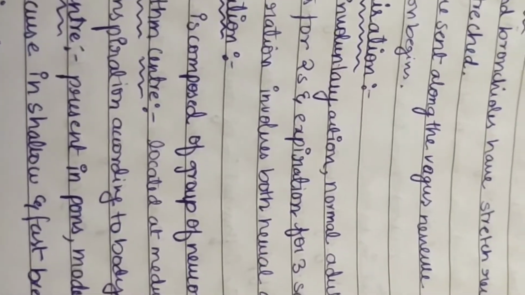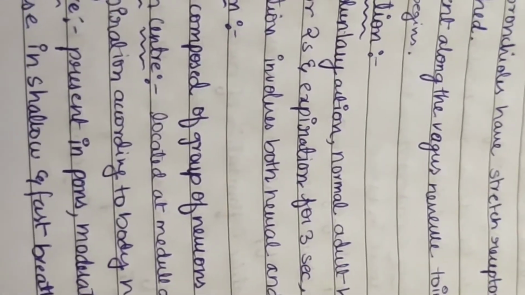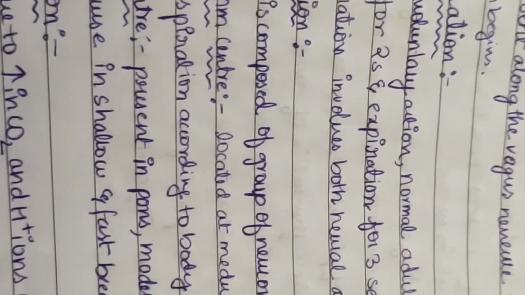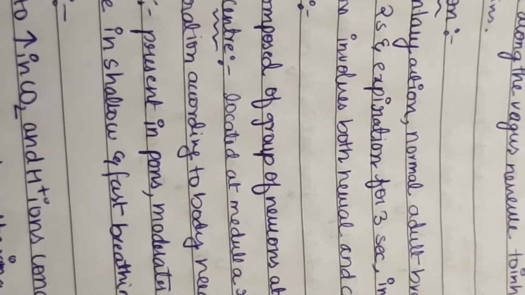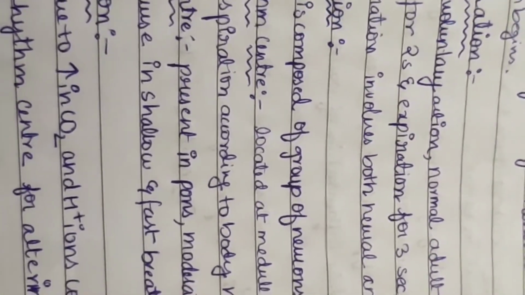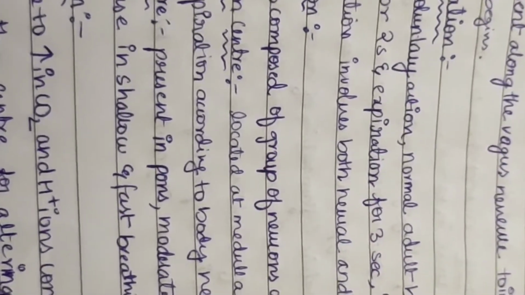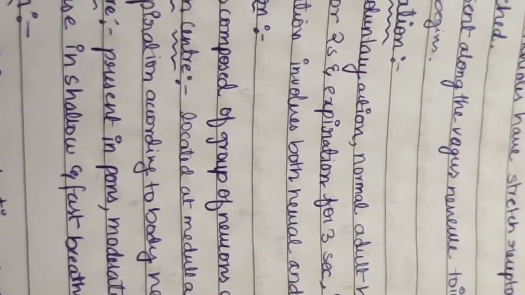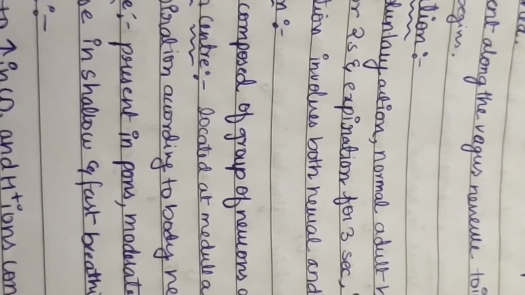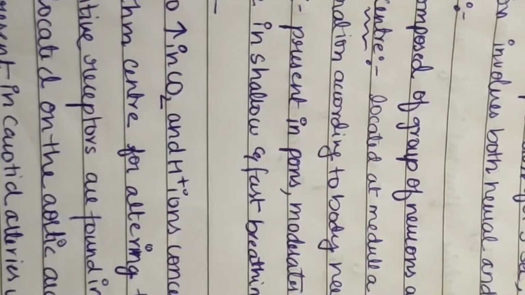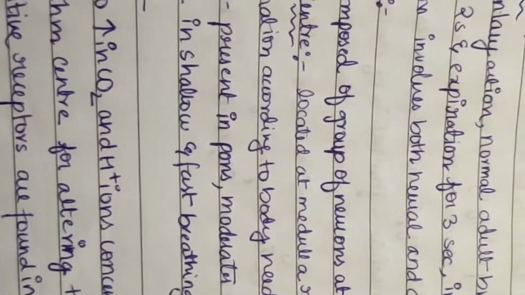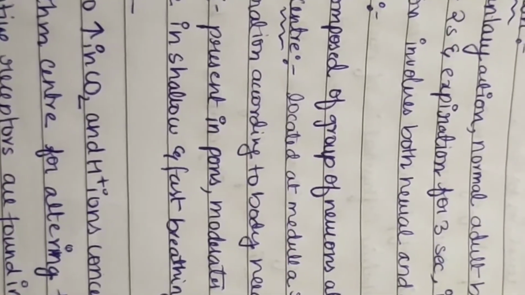First is nervous regulation. The respiratory center is composed of a group of neurons in the medulla oblongata and pons. First is the respiratory rhythm center, located in the medulla region of the hindbrain, which causes expiration and inspiration in a rhythm according to the body's needs. Then the pneumotaxic center present in the pons moderates the function of the rhythm center. Strong signals cause shallow and fast breathing by shortening the duration of inspiration.